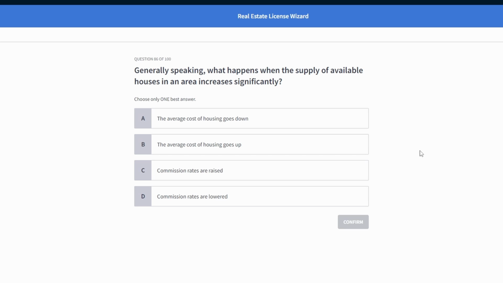All right, next one, 86. Generally speaking, what happens when the supply of available houses in an area increases significantly? A, the average cost of housing goes down. B, the average cost of housing goes up. C, commission rates are raised. D, commission rates are lowered. So take a moment to think about that one.